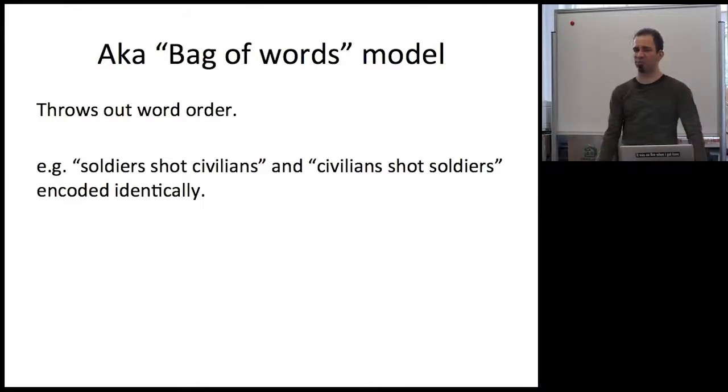This is a standard model. It's called the bag of words model. So I take a document and I cut out each word on a little piece of paper and I throw it in a bag and I shake it all up. It throws out meaning because in most languages, word order carries meaning. For example, in many languages, the subject and object are differentiated by position. Not in all languages, but in most. And so you can't tell apart concepts which depend on word order, right? So I take this bag of words and I give it to you and I say, tell me what the document's about. Is it about soldiers shooting civilians or is it about civilians shooting soldiers? And you have to say, what?